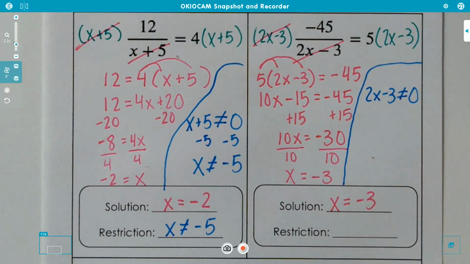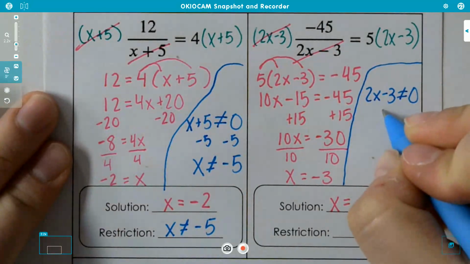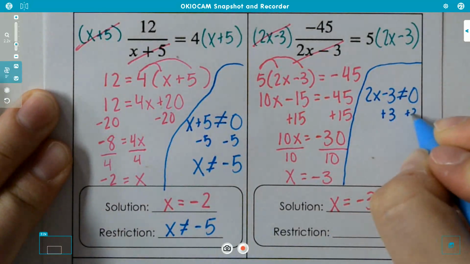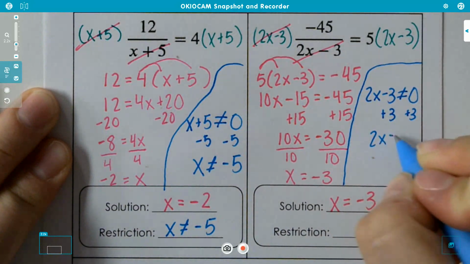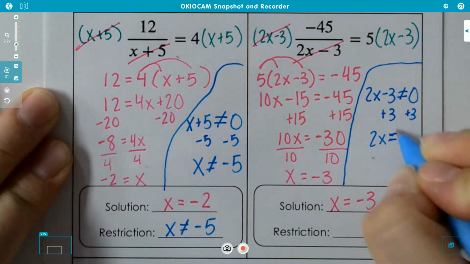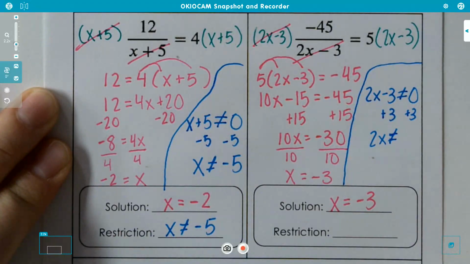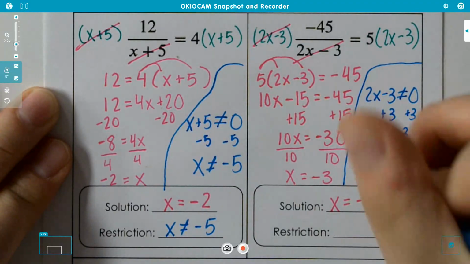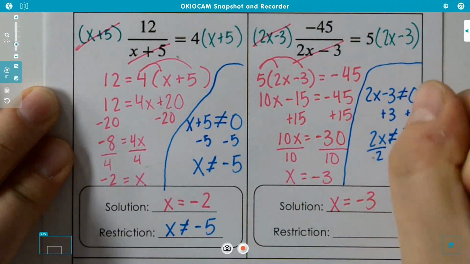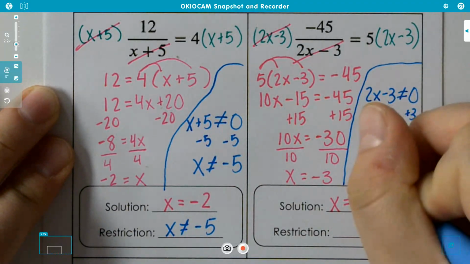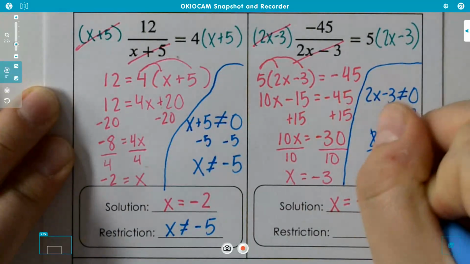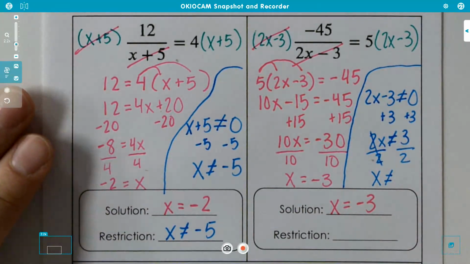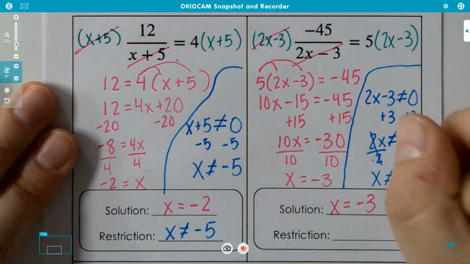Okay. We are going to solve that. It is a two-step equation. We're going to add 3 to both sides. We get 2x does not equal 0 plus 3, which is 3. And then we are going to divide both sides by 2. These cancel, and we are going to keep our answer as x cannot equal 3 halves.